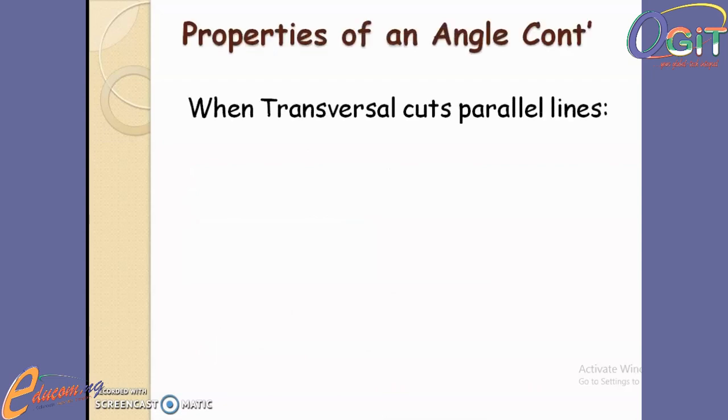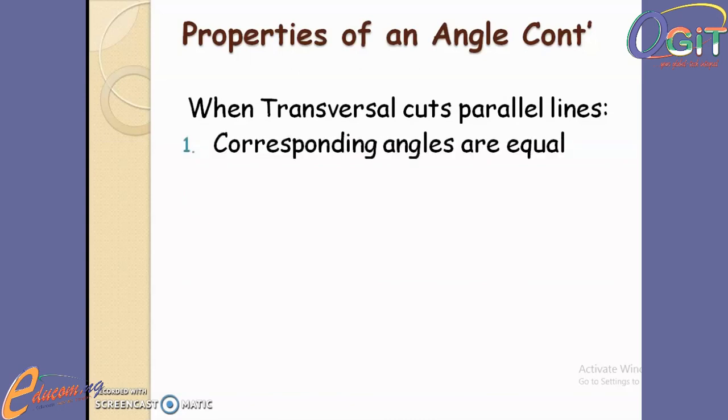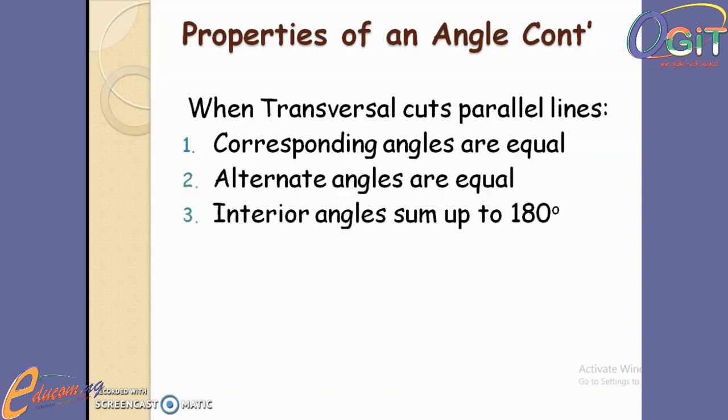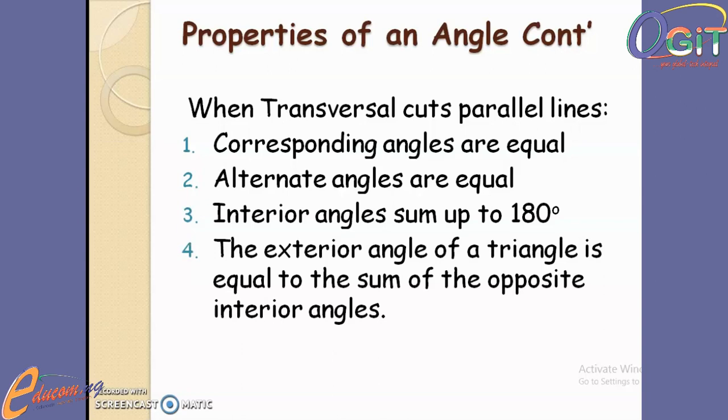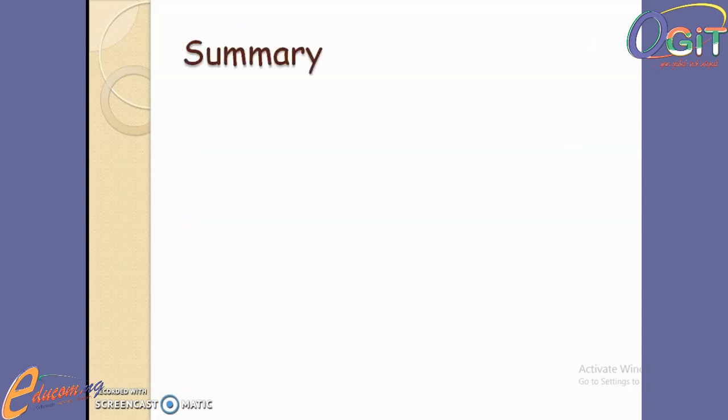When a transversal cuts parallel lines, the properties are: 1. Corresponding angles are equal. 2. Alternate angles are equal. 3. Interior angles sum up to 180 degrees. 4. The exterior angle of a triangle is equal to the sum of the opposite interior angles.